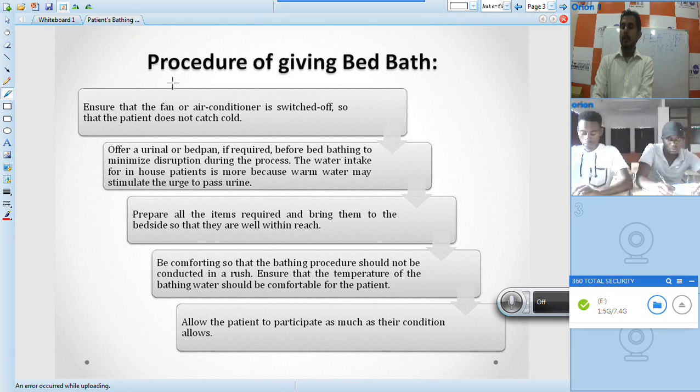While giving the bathing, you must ensure the condition in which the patient feels comfort or the patient allows. According to that, you need to give the bath to the particular patient.